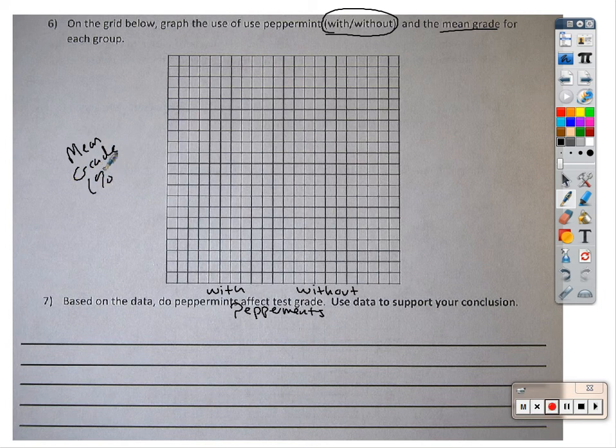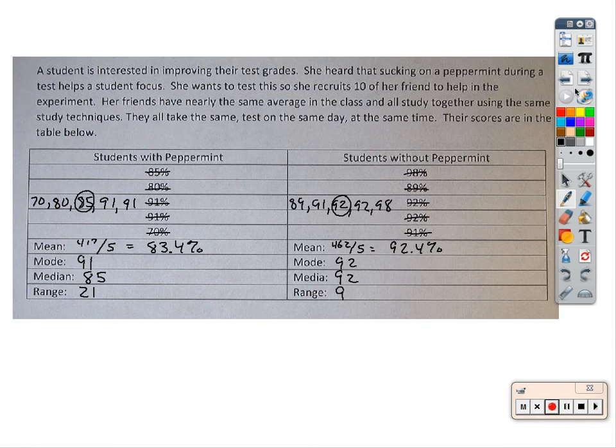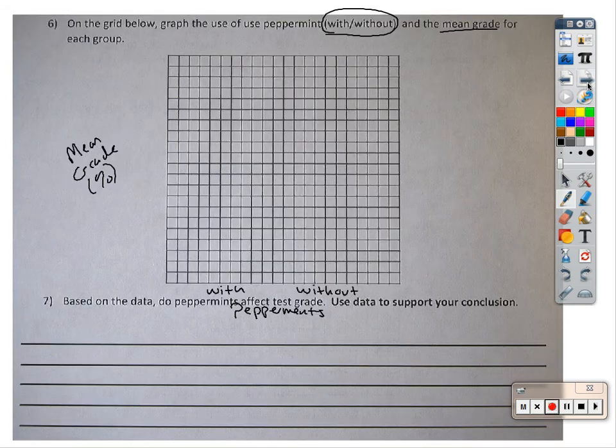That is a percent. We want to make sure we indicate that that's a percent. We need to scale that axis because it is a numerical value, and it has to include 83.4 and 92.4. So we need to get our graph scaled out from 0 up to at least 95. Probably even better if we go ahead and take it all the way to 100.